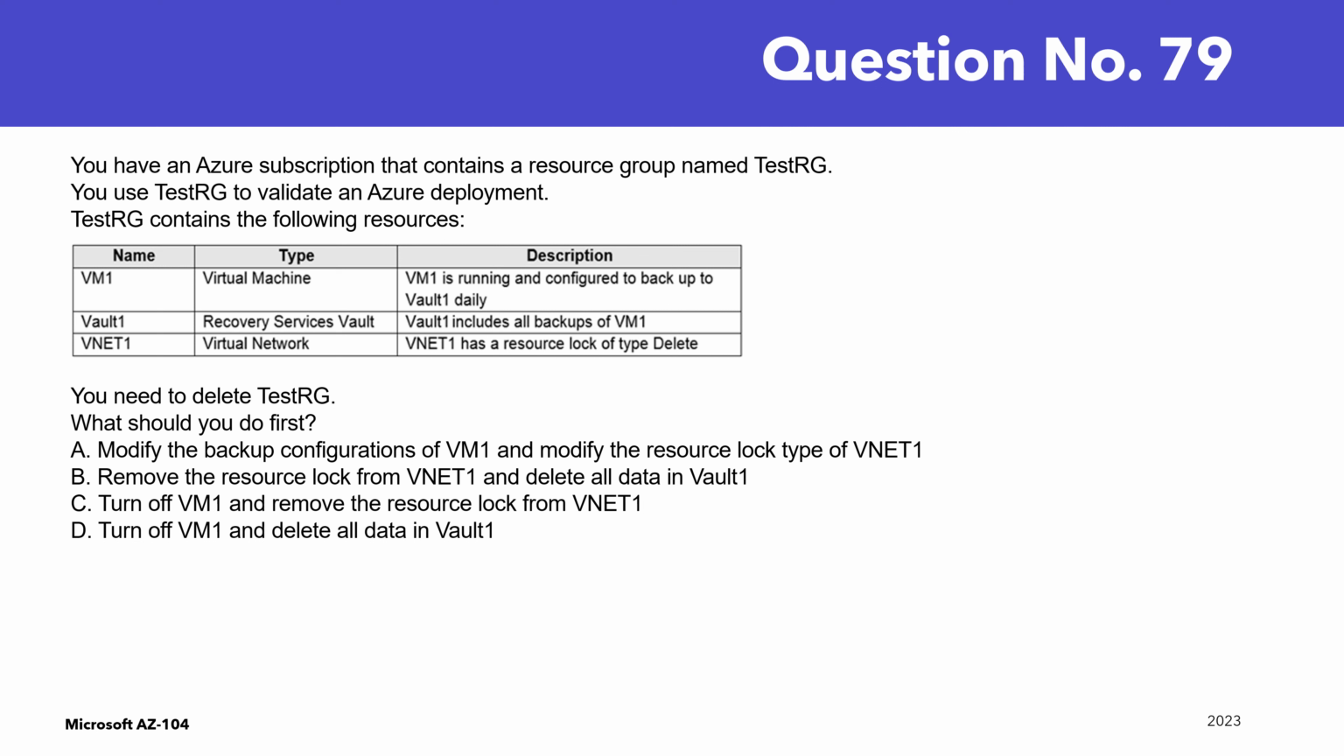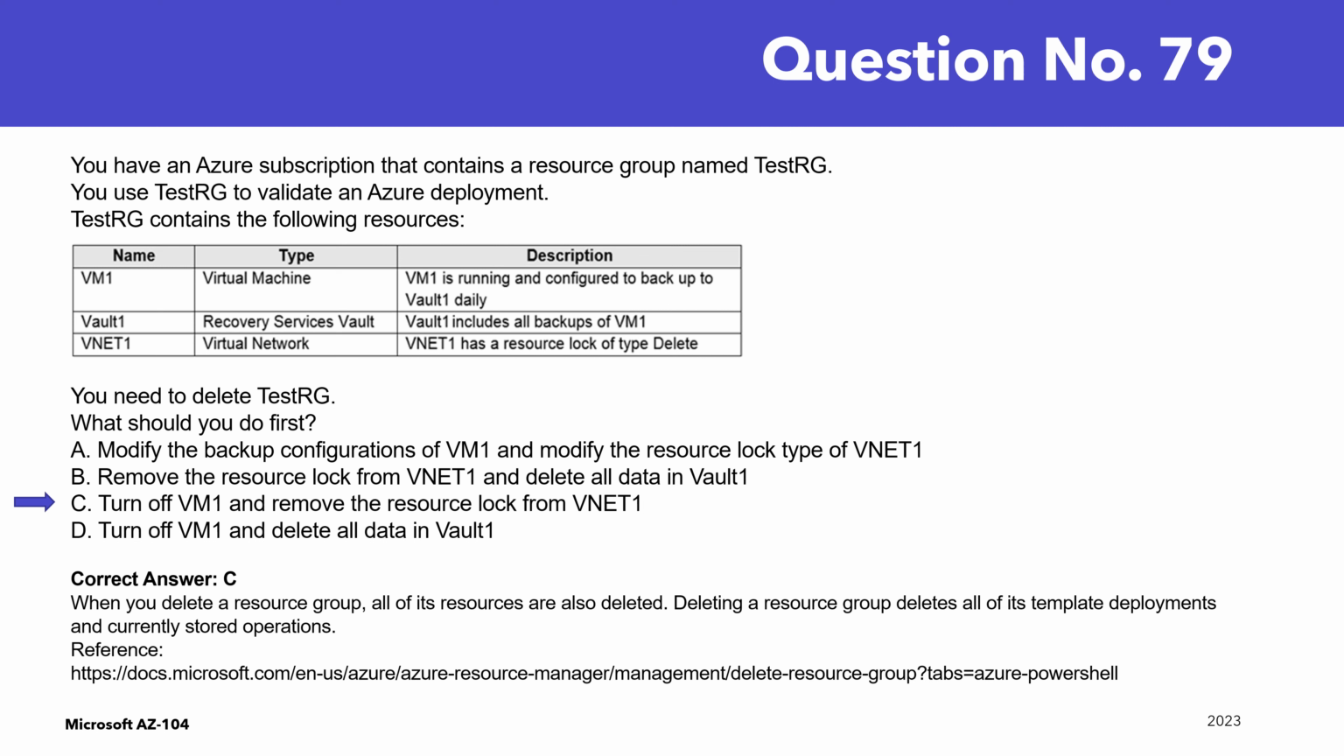A. Modify the backup configurations of VM1 and modify the resource lock type of VNET1. B. Remove the resource lock from VNET1 and delete all data in Vault1. C. Turn off VM1 and remove the resource lock from VNET1. D. Turn off VM1 and delete all data in Vault1. Correct answer: C.